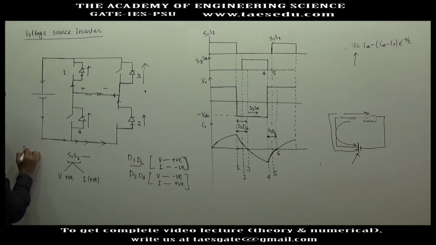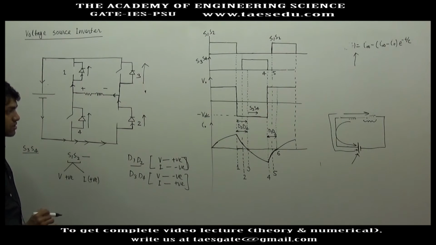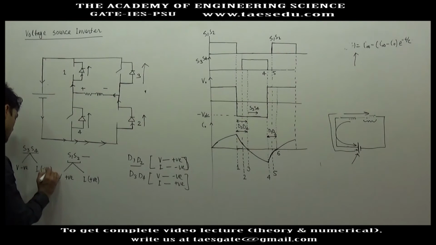Similarly for switch S3 S4, when S3 S4 start conducting, obviously current will start from 0. So when these switches conduct, voltage is negative, and in the beginning current will be 0. So negative voltage will drive the current in negative direction. So current will also be negative.